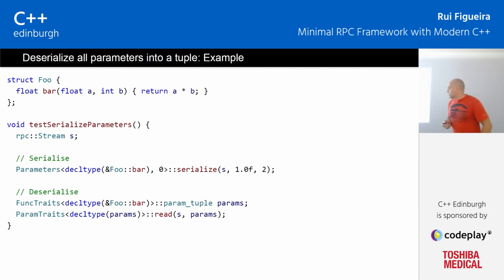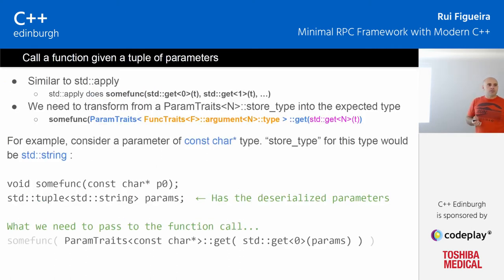So, an example, again, straightforward once you have the building blocks. Calling this function, let's serialize the parameters. So think of it as serializing a function call. It serializes the parameters, and then when deserializing, you already have the traits for functions. So for this signature, you can store it in this kind of tuple, and you just use the parameter traits of that type and read from the stream. Now we're going to be working on actually unpacking a tuple and calling a function with it.